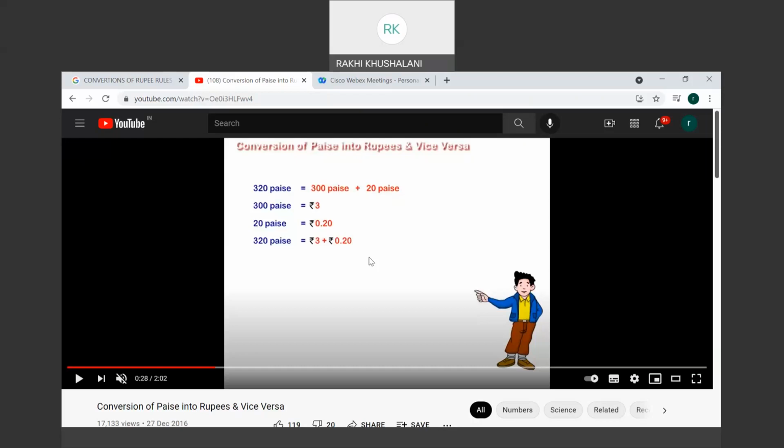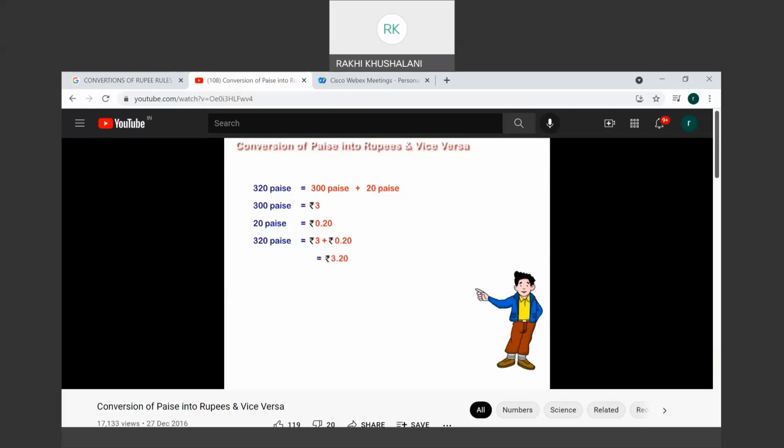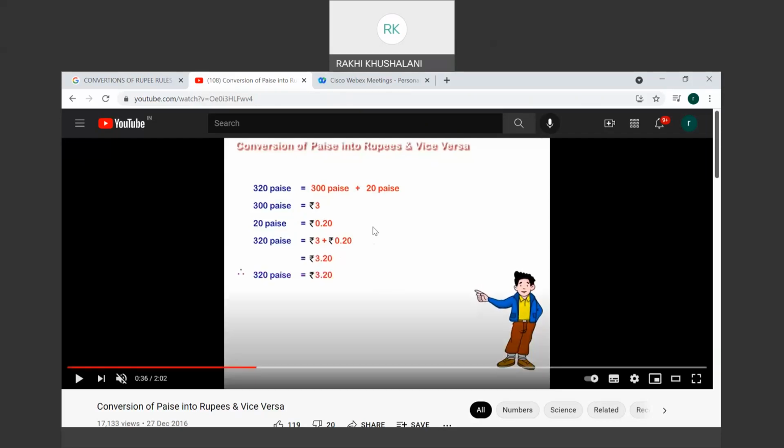So 20 paise is actually 0.20 rupee. We are converting the paise to rupees. So 320 paise is equal to 3 rupees plus 0.20 rupees, which gives me rupees 3.20. I will not go back into decimals, division and multiplication and addition, children.